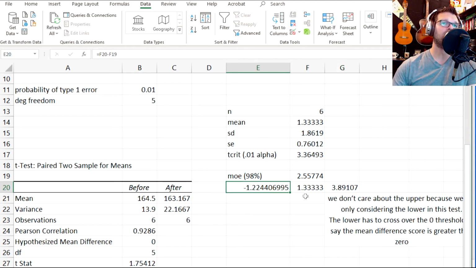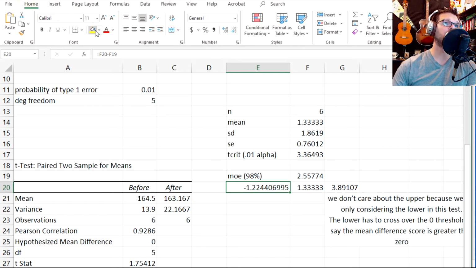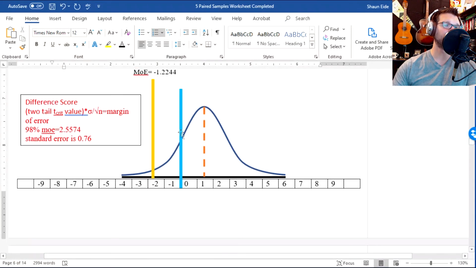And so if we overcome the margin of error of 2.55774, the lower level of the confidence interval is going to be greater than 0. So I can already tell you right now, because the lower level of this 98% confidence interval is not above 0, we're going to fail to reject the null. We don't care about this right here at all because it's a one-tail test. We only care about the lower portion of that. So, you're probably like, hey, I hear what you're saying, but I don't understand what you're saying. I'm so glad you asked.